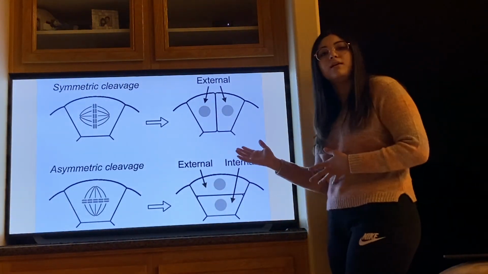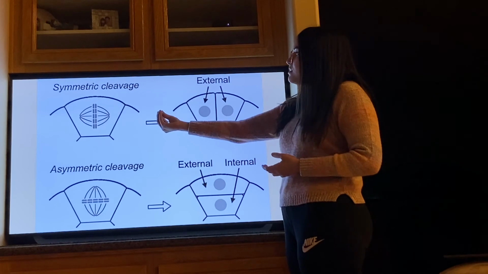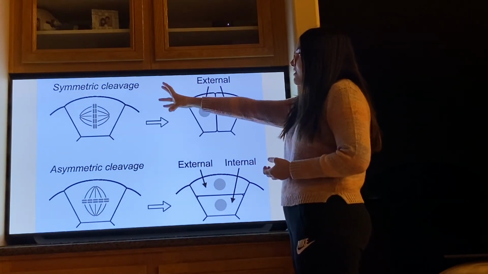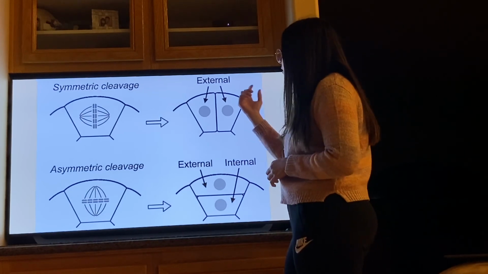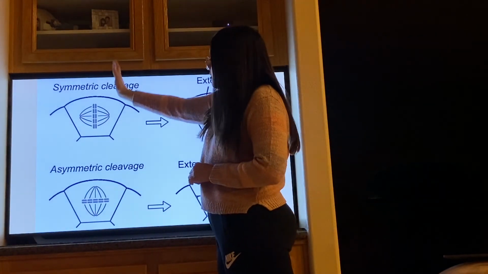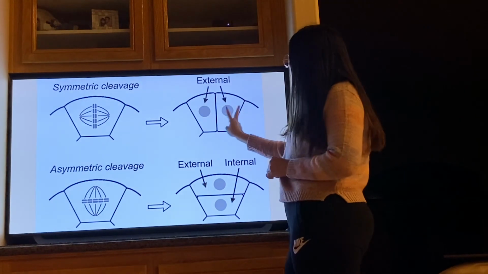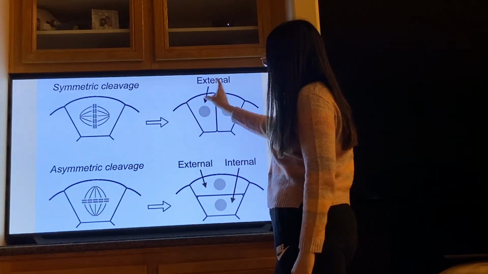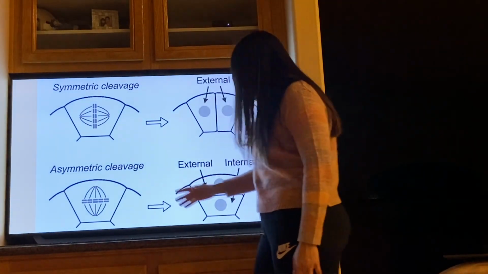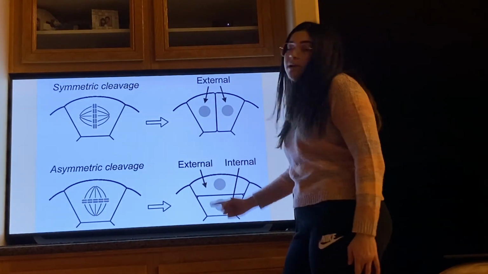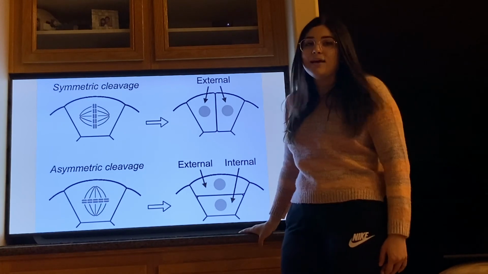So here we talk about the symmetry of the cleavage. So here we have one cell, which is going through cytokinesis, becoming two from one. And so here it is symmetrical, so it's going straight through the middle. This creates two external cells, as this is the membrane of the embryo. And then asymmetrically, it'll create one external and one internal. And the internal will become the ICM.